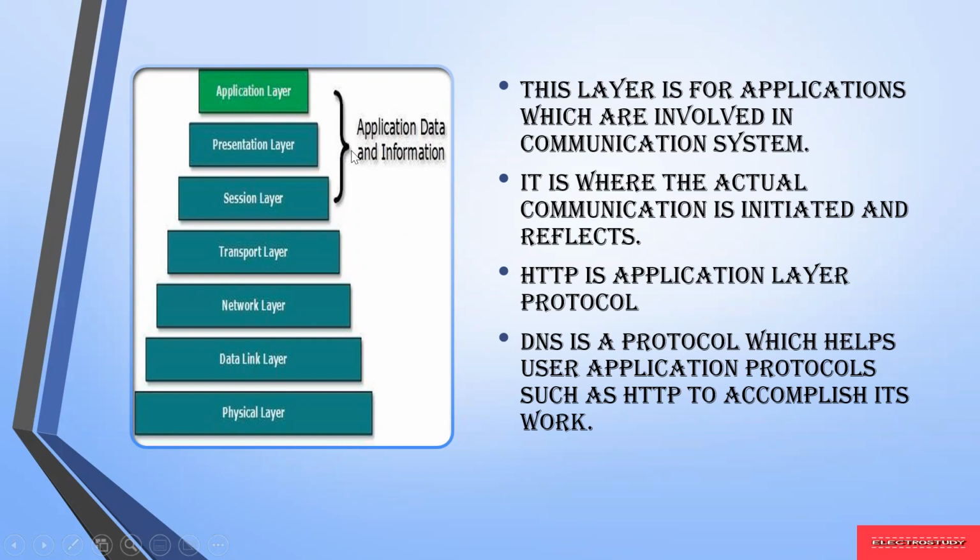As I already told, it is used for communication purposes. It is where the actual communication is initiated and reflected back. We say that we communicate with a client and a server. So this is the layer which helps those communications take place by taking the data from all the other layers. A user may or may not directly interact with the application. Because this layer is on the top of the OSI model, it does not serve any other layers.